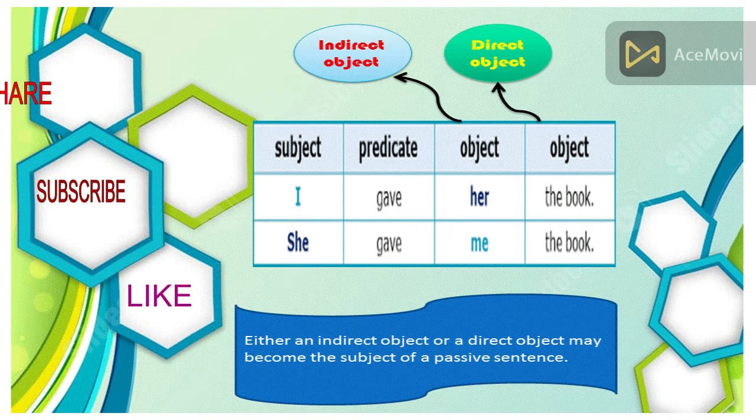Okay, so I gave her the book. Number two, she gave me the book, the same style. Either an indirect object or a direct object may become the subject of a passive sentence. So in passive, when you want to change one of these sentences from active into passive, you can start with the direct object or with the indirect object, feel free. But in every case, the same meaning.